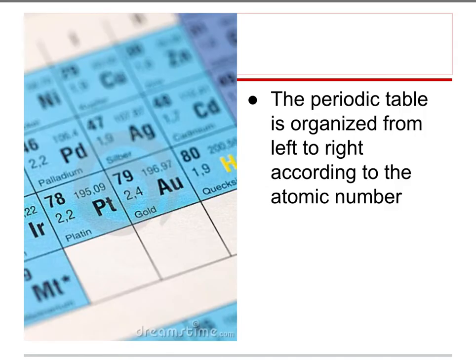Remember that the periodic table is organized from left to right according to the atomic number, which is to say according to the number of protons. It might look like it's arranged by mass. It's not actually arranged by mass. It's just that because protons are heavy, if you increase the number of protons, you tend to increase the mass too.